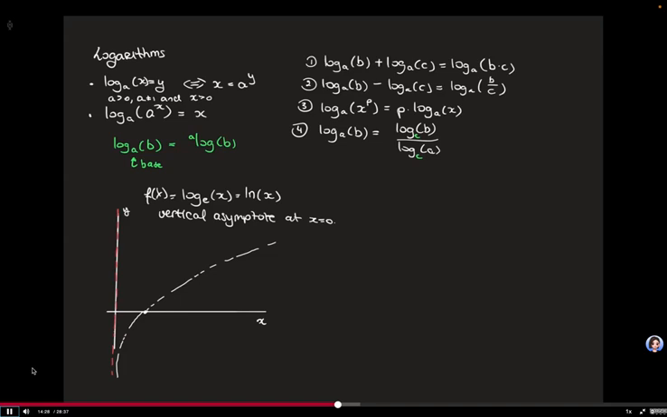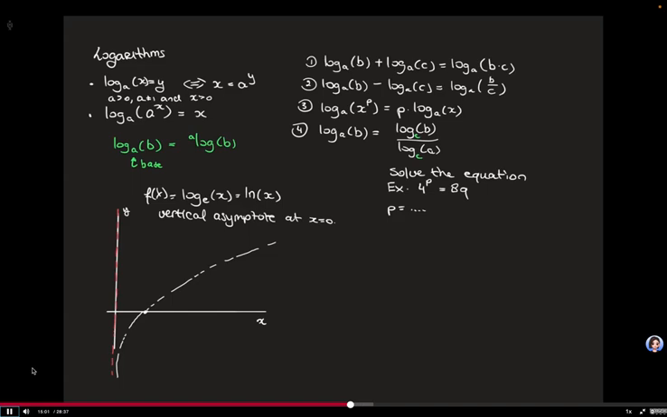So the first example is the problem. We have 4 to the power of p is equal to 8q. What we want to do is write it in the form p equals something, and therefore we want to solve the equation.